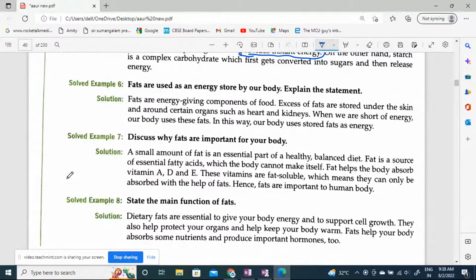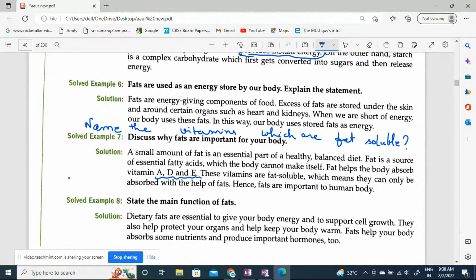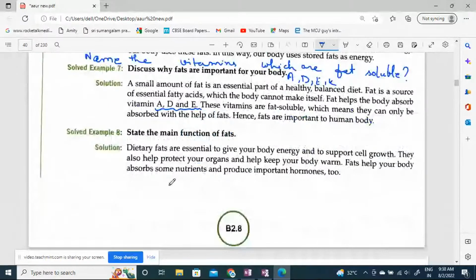Now, there are two types of vitamins, fat soluble and water soluble. Vitamins A, D, E, and K are the fat soluble vitamins. There's one question also: name the vitamins which are fat soluble. I think now we enjoy the summative questions also. Name which vitamins are fat soluble. A, D, E, K. Now next.